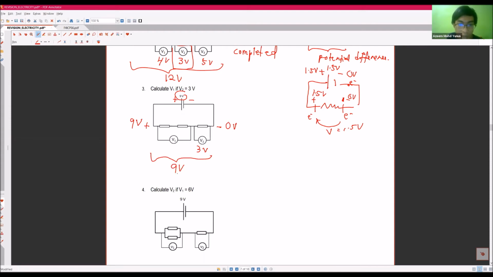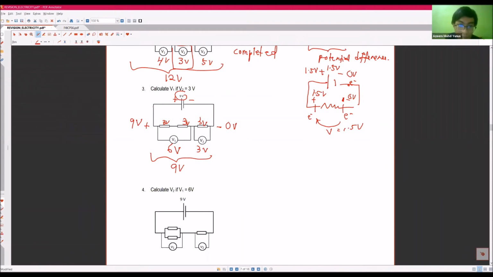That means the total voltage for all these 3 resistors included in these 2 points that we picked earlier must sum up to 9 volt. We already have 3 volt here. That means the remainder is 6 volt. That is the total potential difference for these 2 resistors here. We cannot know the value for each resistor because we don't have enough information. But we can assume that this is 3 volt and this is 3 volt if all of these 3 resistors are identical.